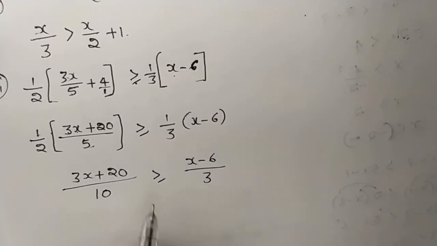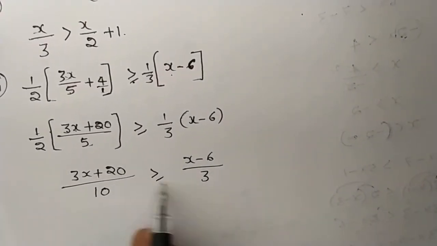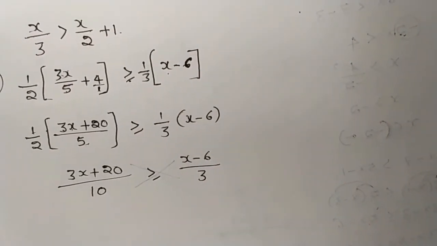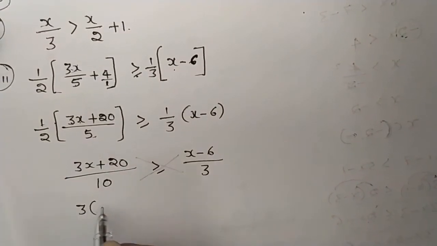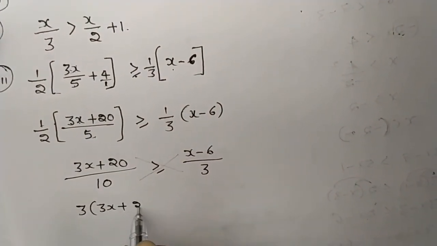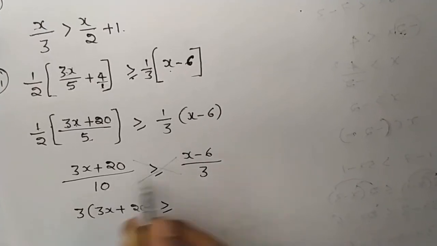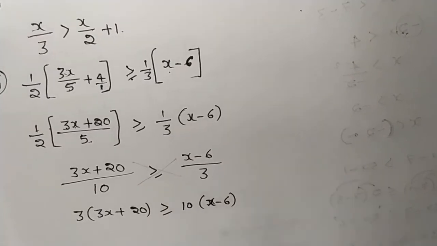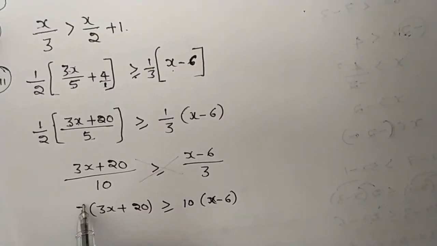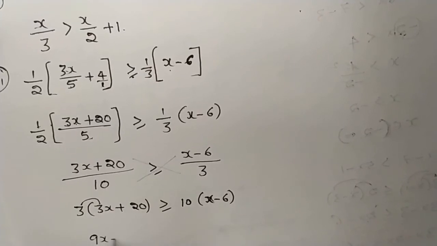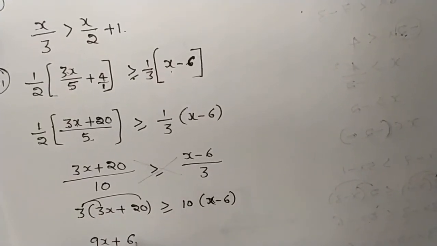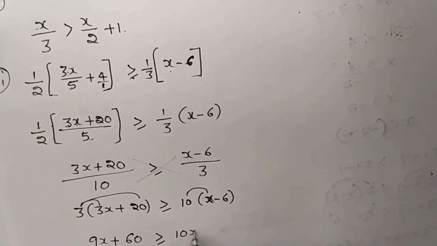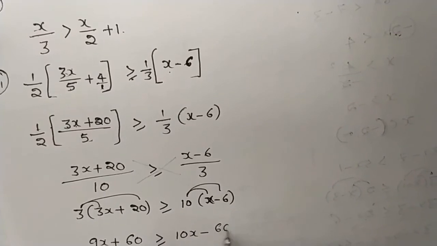Okay, next you can take cross multiplication of this. Then 3 into 3x plus 20 is greater than or equals to 10 into x minus 6. Multiply this 3 inside the brackets. 3 into 3 is 9x plus 3 into 20 is 60, is greater than or equals to 10 into x is 10x minus 10 into 6 is 60.